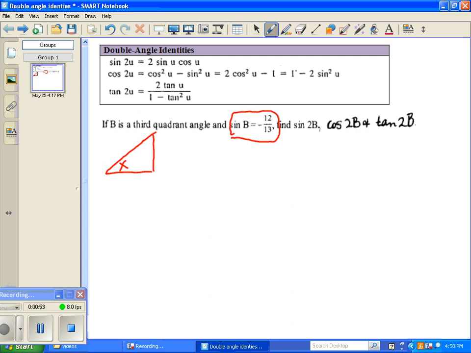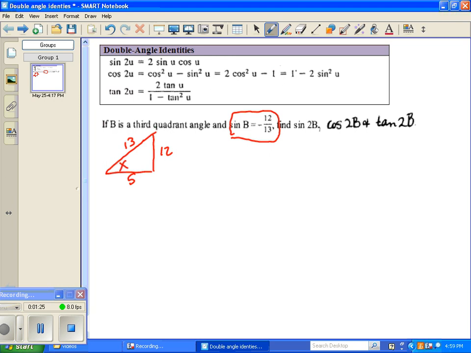Remember, sine is opposite over hypotenuse. So opposite to that angle is 12, and this is 13. So we need to figure out this third side. Some of you might recognize this as a 5, 12, 13, but if you do not recognize this triangle, then just do the Pythagorean theorem. And if you do the Pythagorean, it'll give you that the third side is 5.